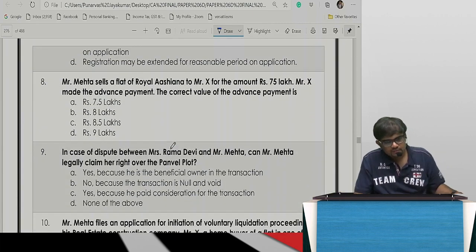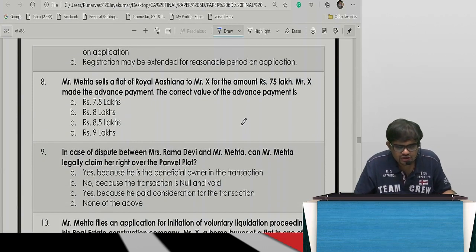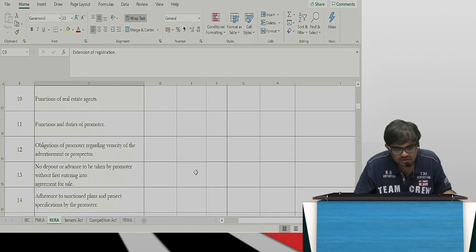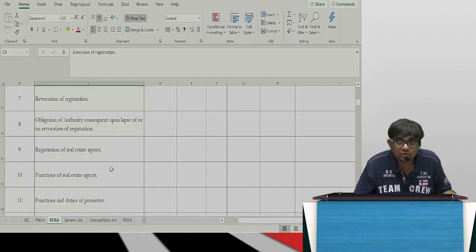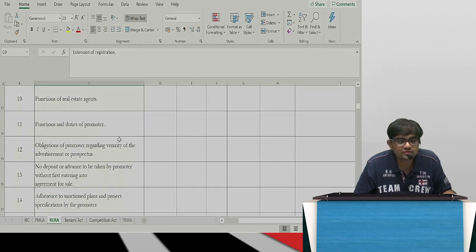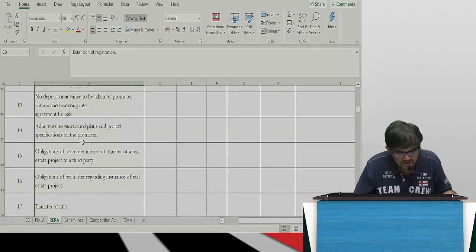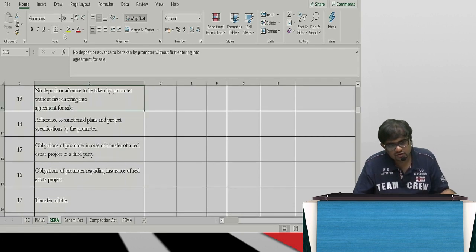8th one. Mehta sells a flat of Royal Ashiana to Mr. X for 75 lakh, advance payment, they are asking. For any advance payment, what to do, what not to do, all those things. Correct? And we know as per RERA that before taking any advance, before registration, if you take, first you should have something called AFS, that is agreement for sale. All this we had discussed in RERA. So sections 8, 9, 10, 11, it comes under 13. Automatically it comes under 13.